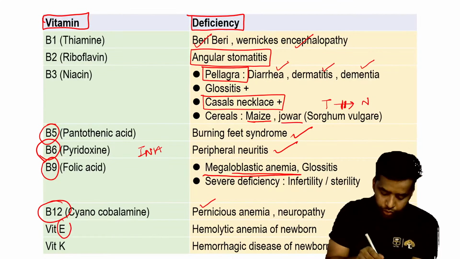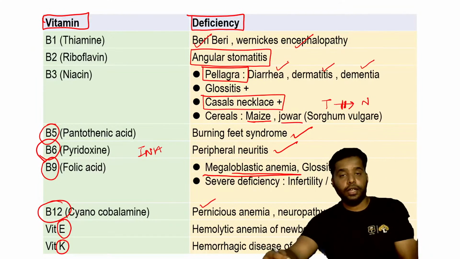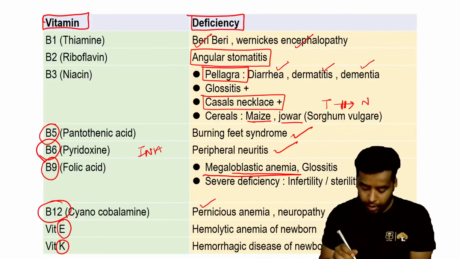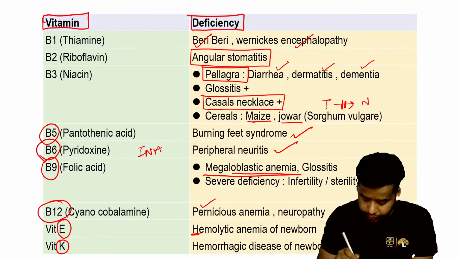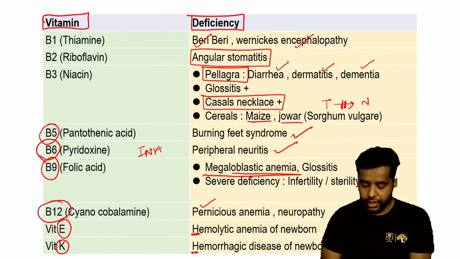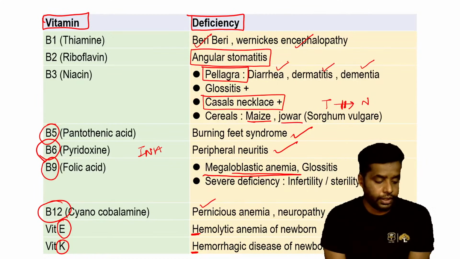Don't confuse between vitamin E and K. Vitamin E, antioxidant, the deficiency can cause hemolytic anemia of newborn. Vitamin K, the deficiency can cause hemorrhagic disease of newborn. K is important for clotting factor synthesis.